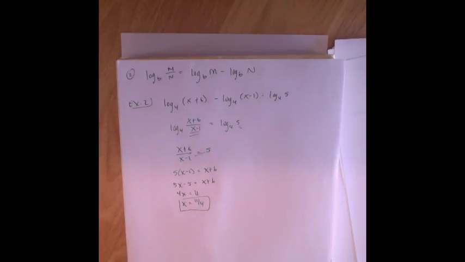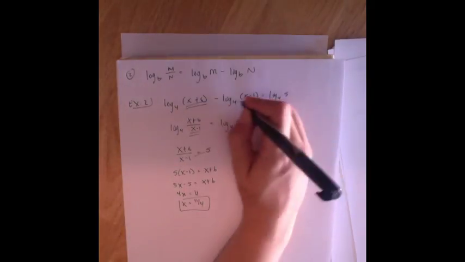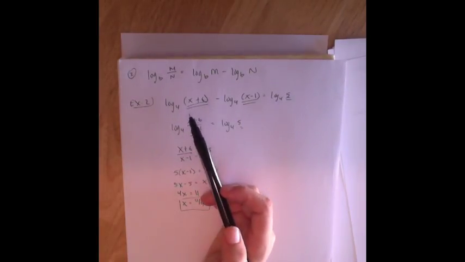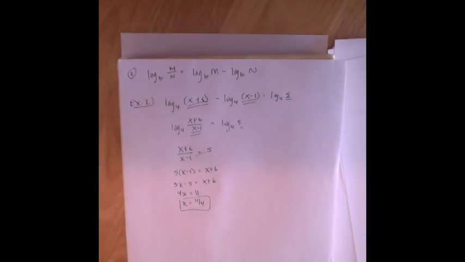Now, make sure you check that your arguments are positive. This is your argument, this is your argument, this is your argument. If you get an x value that, if you plugged it in, would give you a negative argument, then that x value does not work. We count it as an extraneous solution.